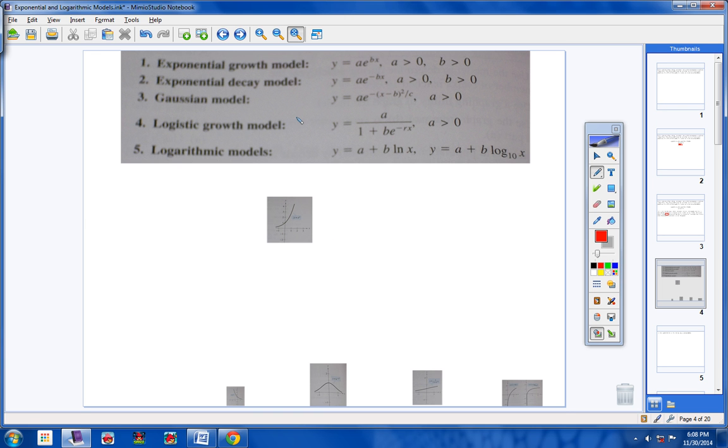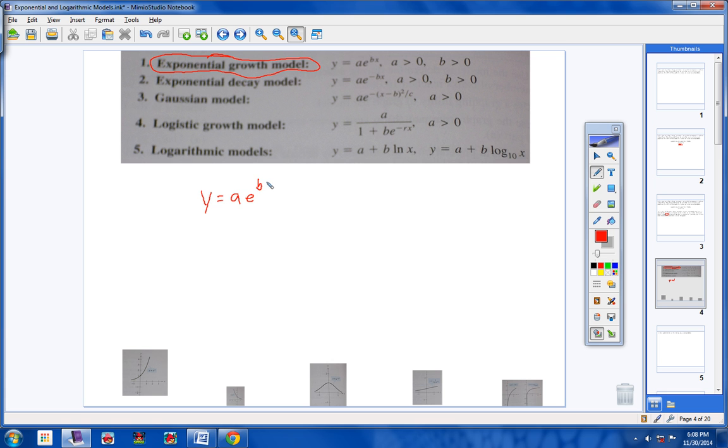Now, here are the 5 models we're going to look at today. The first thing I want you to do is in your notes, write the words exponential growth model. Would you please copy that in your notes? Now I'm going to go fast, so you're probably going to have Mrs. Gallen, or whoever the supervising teacher is, pause the video a lot today. But I want you to copy that in your notes, and then copy this model down, exponential growth model, and then write this.